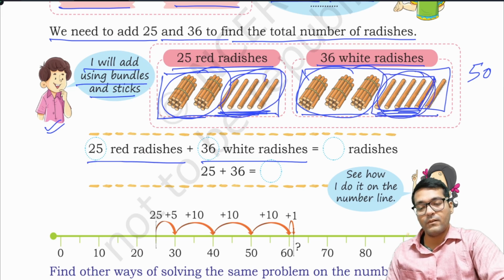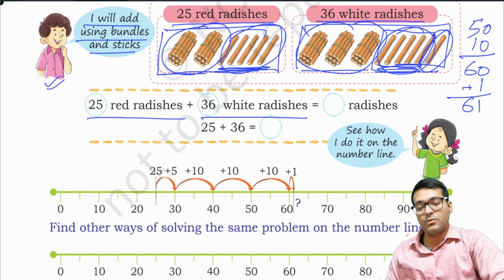5 and 5, 10. That means 6 bundles of 10, or 50 and 10, that is 60, and 1 is remaining, so 61. Total number of radishes will be 61. 25 plus 36 is equal to 61. See how I do it on the number line.